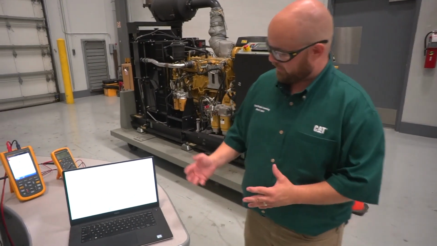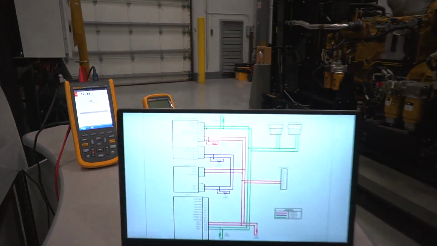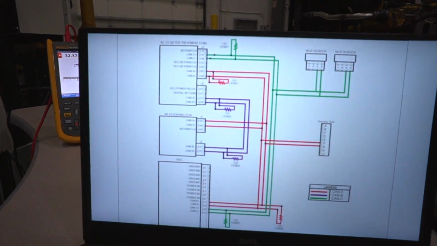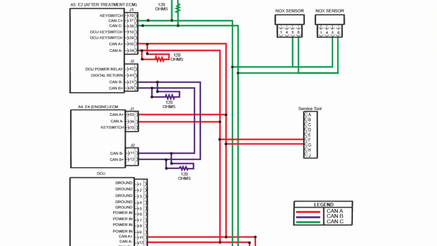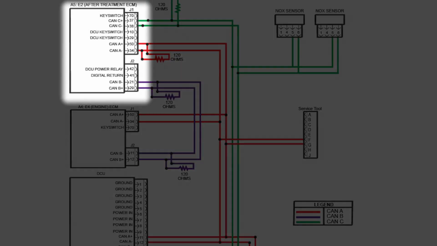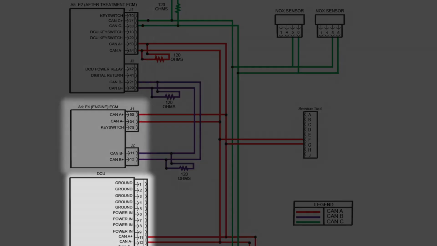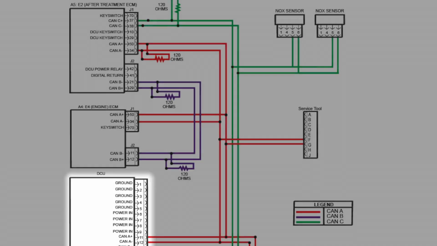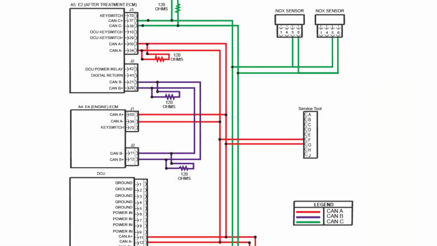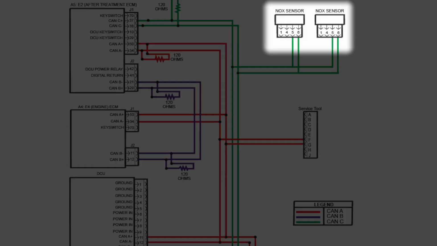If we draw those components of the physical layer out, we've got an example here of a pretty basic multiple CAN data link setup. You can see we've got an after treatment ECM, an engine ECM, and a DCU, a dosing control unit. Those are three ECMs on this Tier 4 engine. We also have two NOx sensors that are wired into the data link.